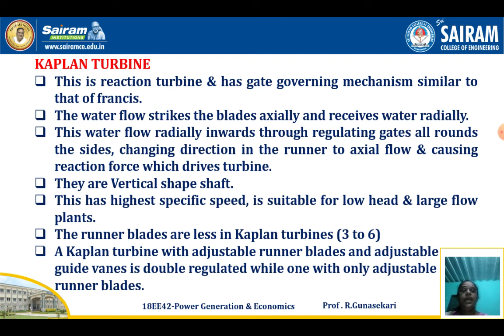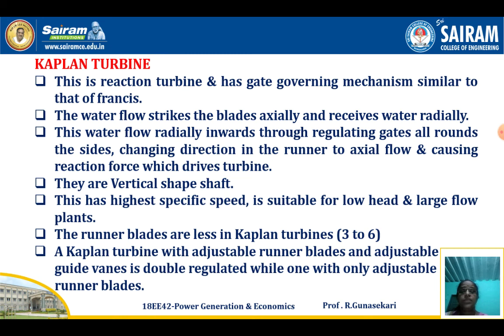It has a gate governing mechanism similar to that of the Francis turbine. The water flow strikes the blades axially and receives water radially. The water flows radially inwards through the regulating gates all round the sides, changing direction in the runner to axial flow and causing reaction force which drives the turbine. They are vertical shaft type.